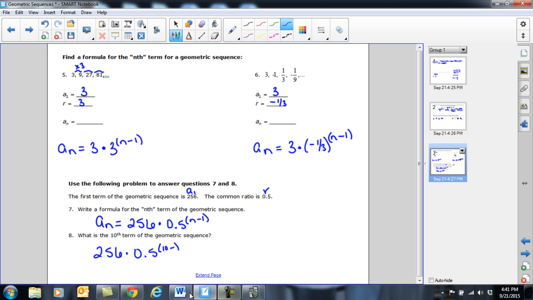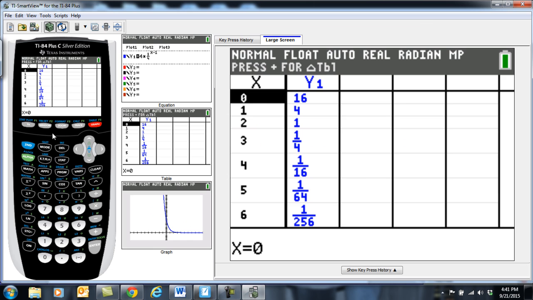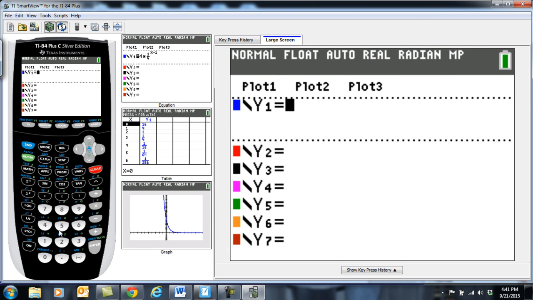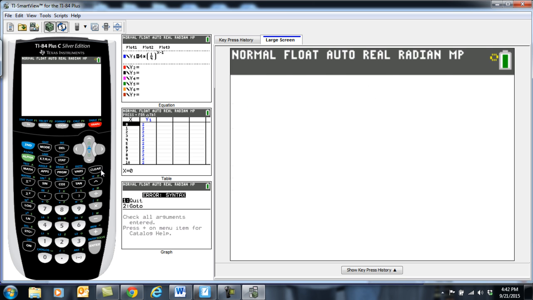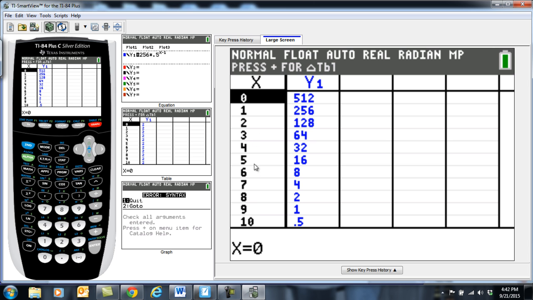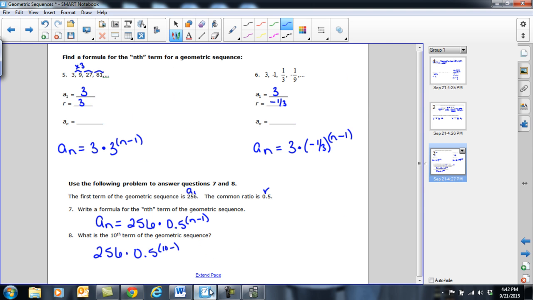So we're going to go to our calculator. We'll go back to y equals, and we'll enter 256 times 0.5 to the x minus 1. And then we go to our table, second graph, and we want the 10th term, so all the way down here to number 10, and we see that it is 0.5. And so the 10th term of our sequence is 0.5. That is your answer. So that's geometric sequences. That's how we use it.